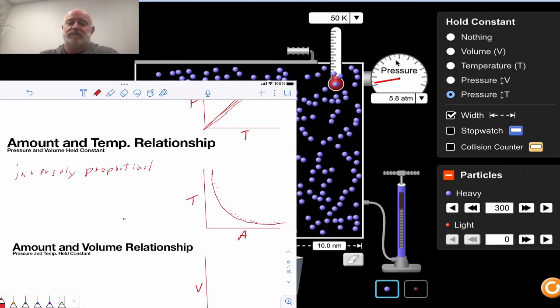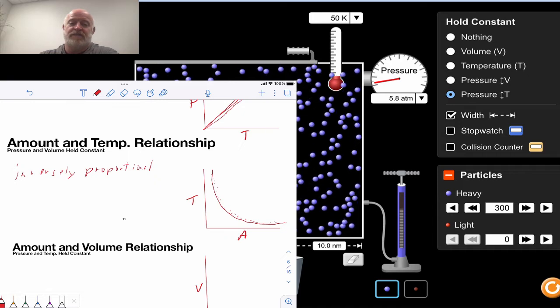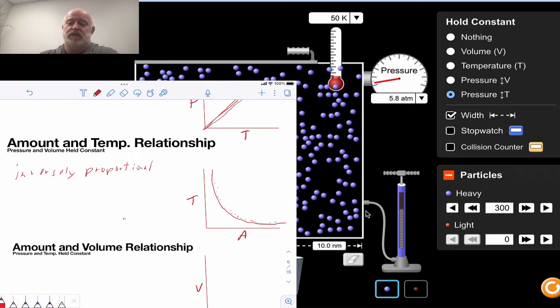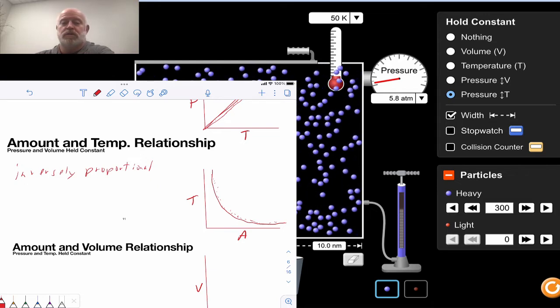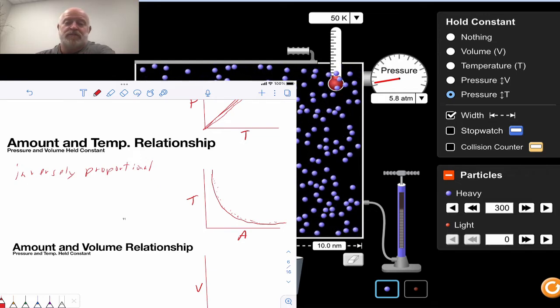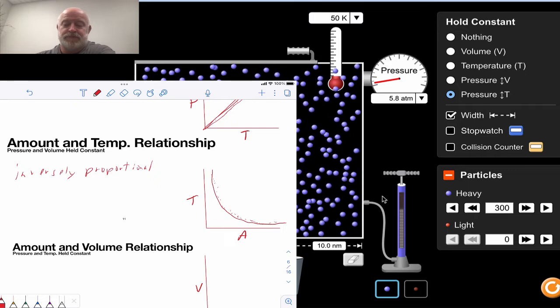And again, it all comes down to collisions. I can't have more collisions. I can't give them more space. So if I put more particles in there, they have to move slower. So those other two things stay the same. And if they move slower, they have to be at a lower temperature. Okay?